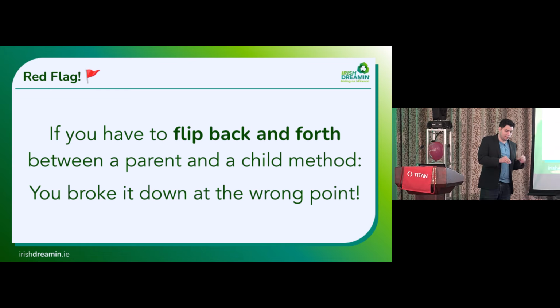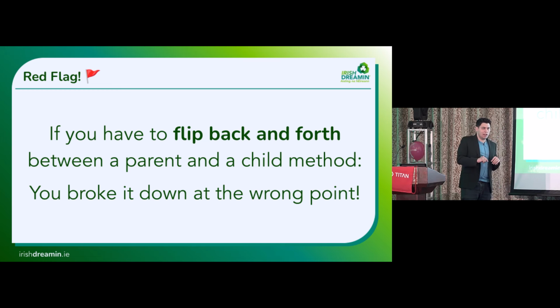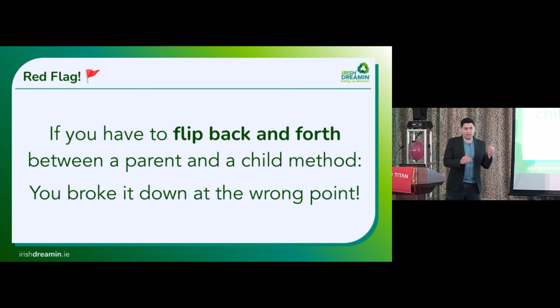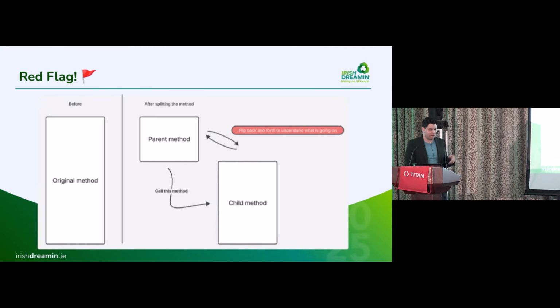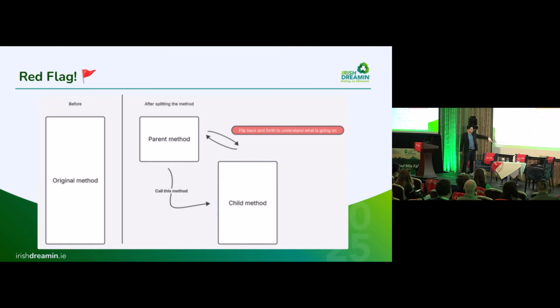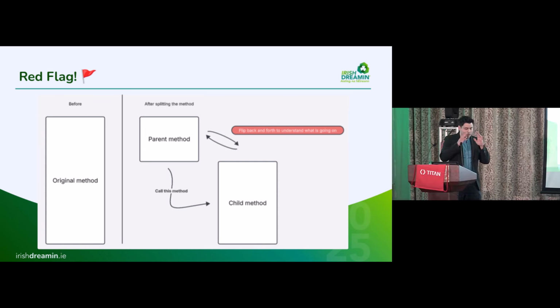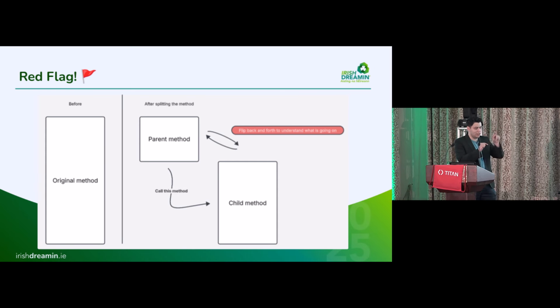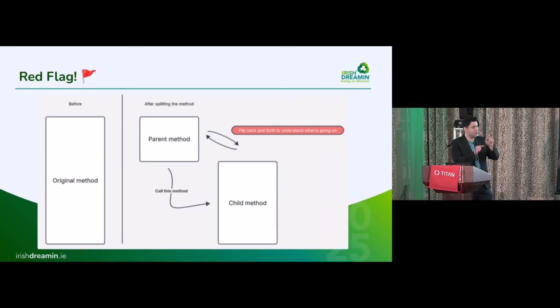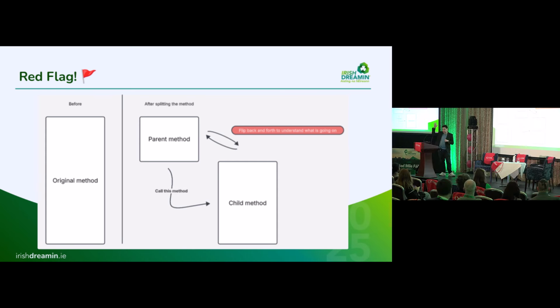I'll tell you what a red flag is. If you break down a method in, let's say, 2, and you find yourself going back and forth between both of them, that means you broke it down at the wrong point. Let me show you an image. You have this long internal method. You break it down into 2, the parent method and the child method. How many of us have had this experience of looking at 2 methods and just doing this? Okay, pass the test parameter. And where does this parameter come from? Oh, comes from here. And this.